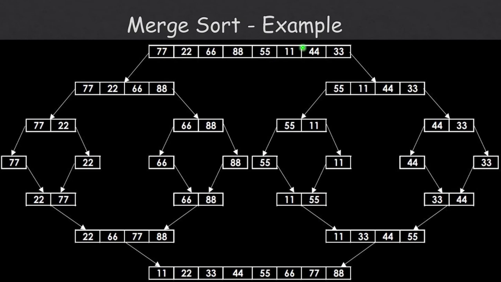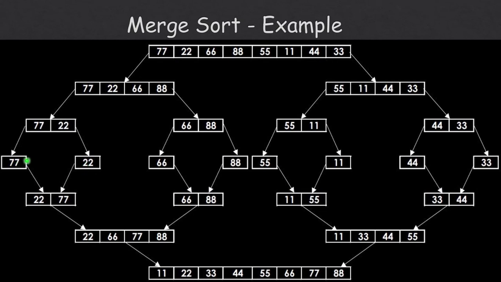Here I am applying merge sort to this unsorted sequence which contains 8 elements. In the first step, we divide this list into 2. Again I will apply merge sort to this subsequence and also to that subsequence. Again each will be divided into 2. The divide step stops when each list contains 1 element. So here in this list I have 77, in this list I have 22.